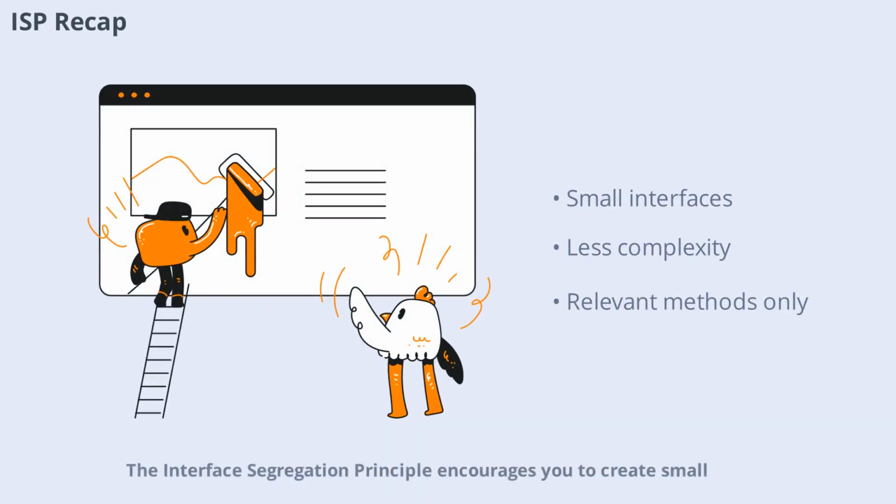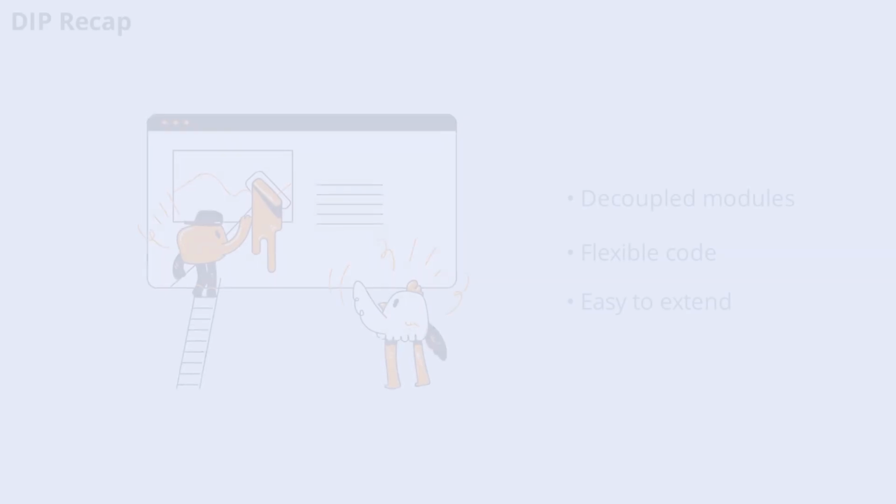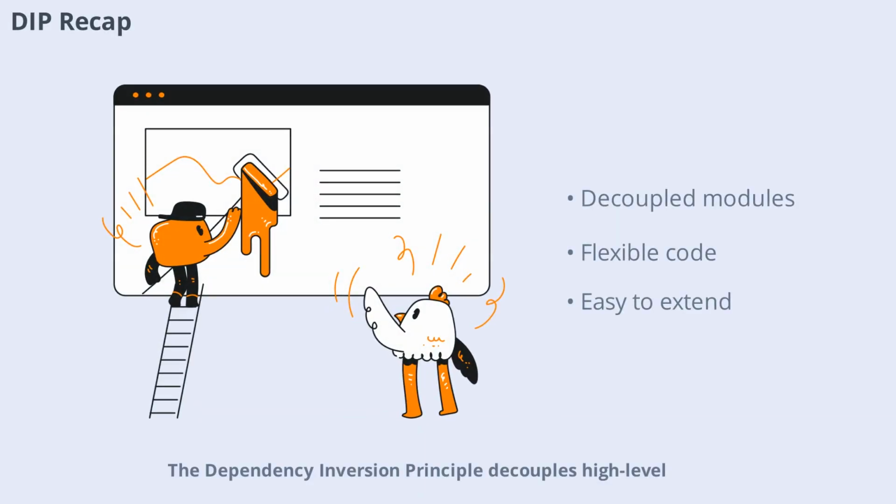The interface segregation principle encourages you to create small, focused interfaces. This reduces complexity and ensures that classes only implement what they need. The result is cleaner, more maintainable code with fewer unnecessary dependencies. The dependency inversion principle decouples high-level and low-level modules by introducing abstractions. This makes your code more flexible and easier to extend. You can swap out implementations without affecting the rest of your system, making future changes smoother.